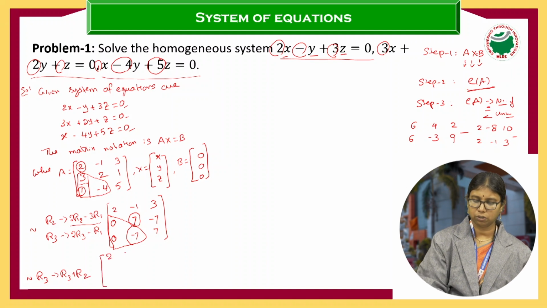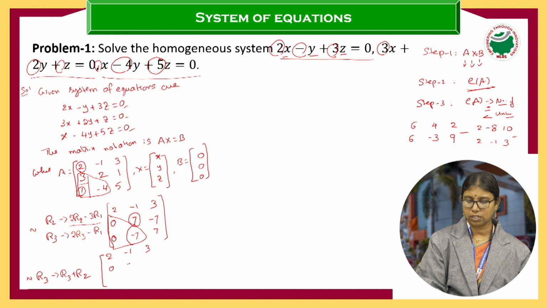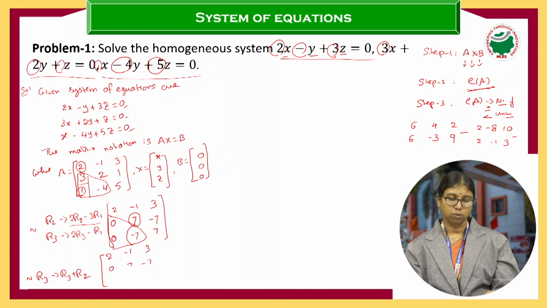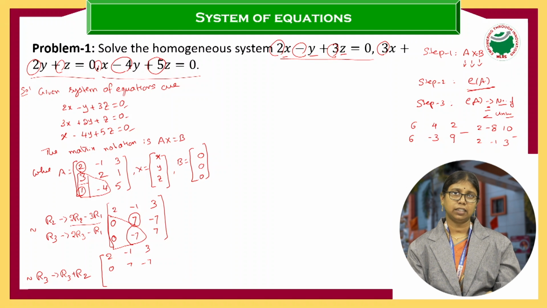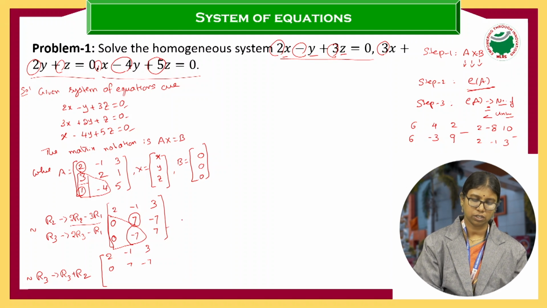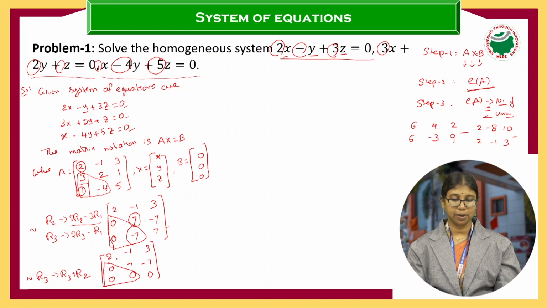The first 2 rows are 2, minus 1, 3 and 0, 7, minus 7. Now you have to change R3 as R3 plus R2. Just add these 2 rows. Then this is 0, 7 minus 7 is 0, minus 7 plus 7 is again 0. So we got an upper triangular matrix.